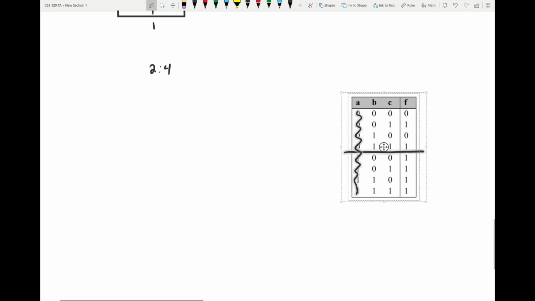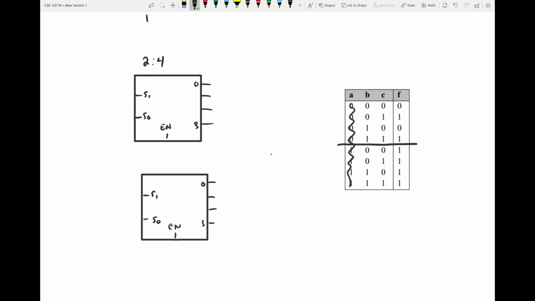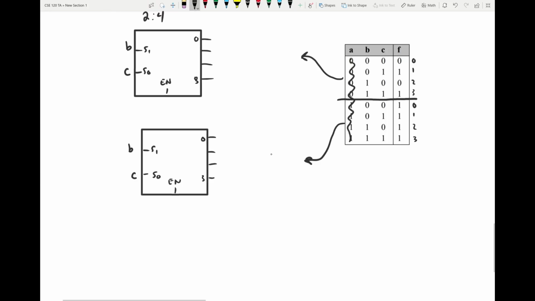Okay, so we're going to need 2 2 to 4 decoders. So we'll dedicate this top half of the truth table to this one, and then the bottom half to the one on the bottom. Okay, so we'll have B and C for both. And then let's think. So if this is 0, 1, 2, 3, then this also has to be 0, 1, 2, 3. Now in this case, we're going to need all 4 of those.